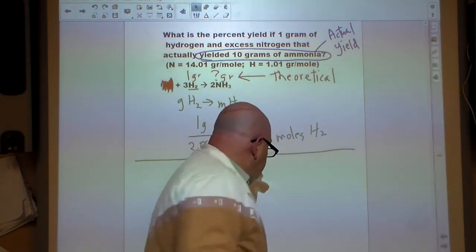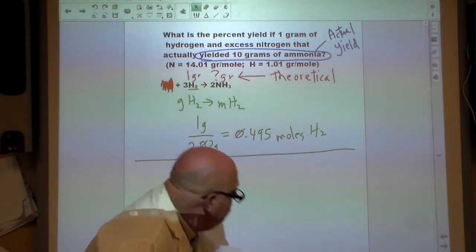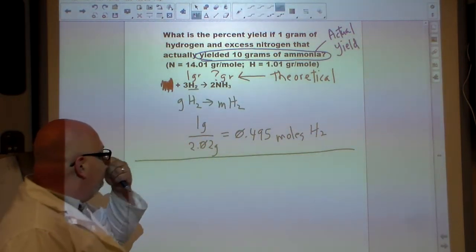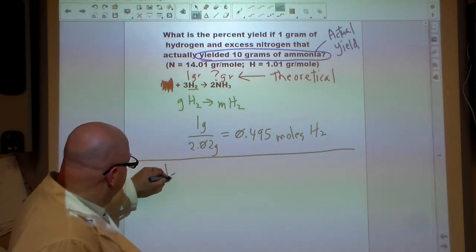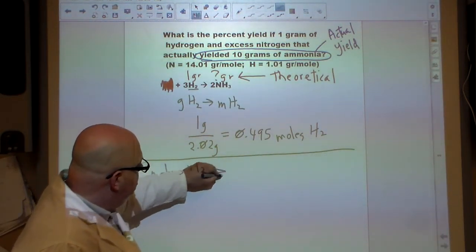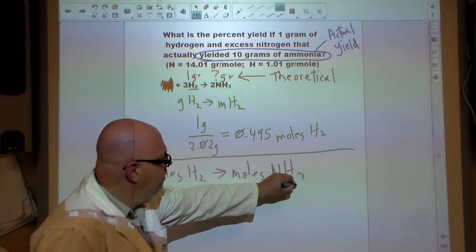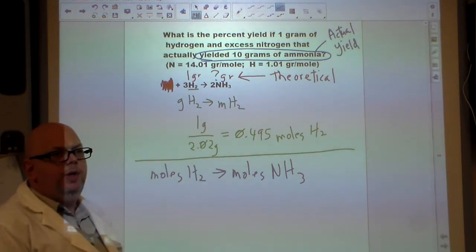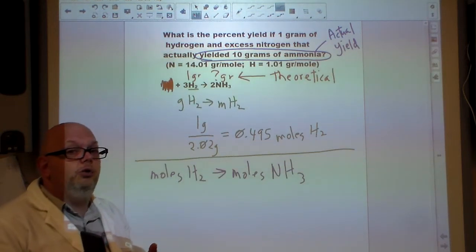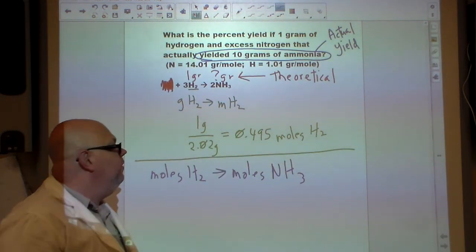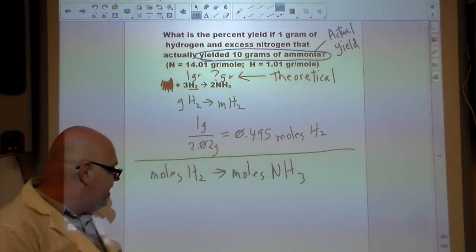So now we have 0.495 moles of H2. Okay, wonderful. Okay, now what do we do? Well, we're going to have to go from moles of H2 to moles of NH3. This is what we need to do. We have to change the numbers of hydrogen gas molecules over to numbers of ammonia. That would be a pretty important thing. So, how do we set that up?